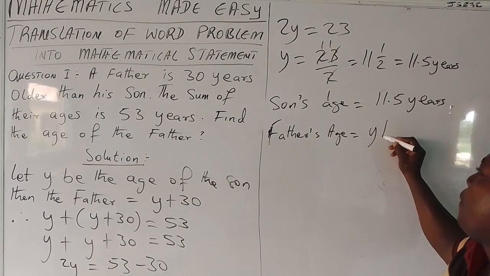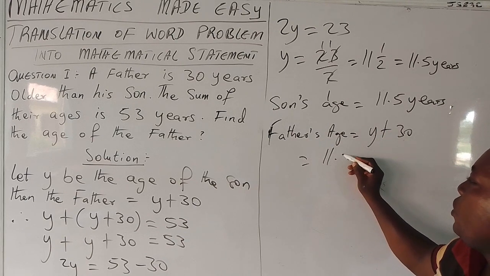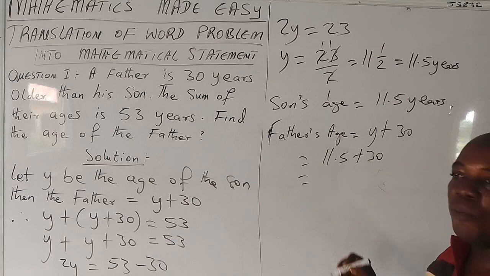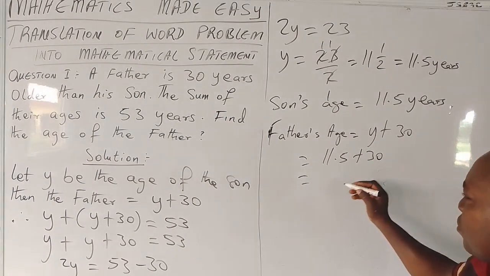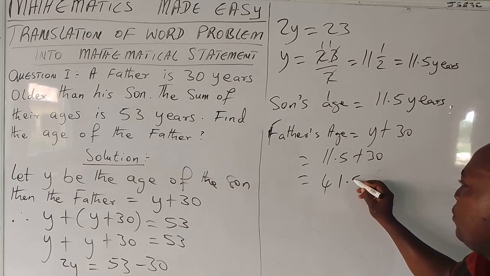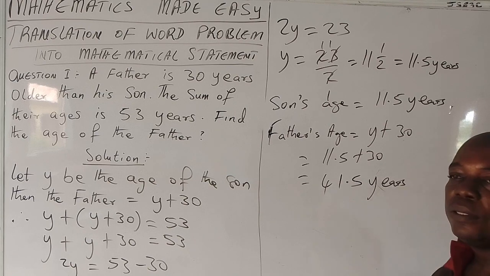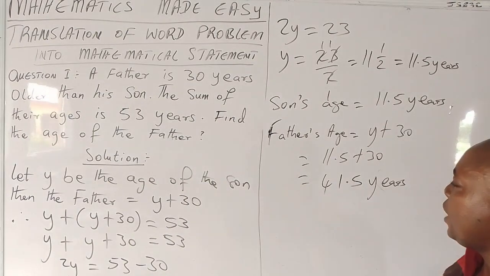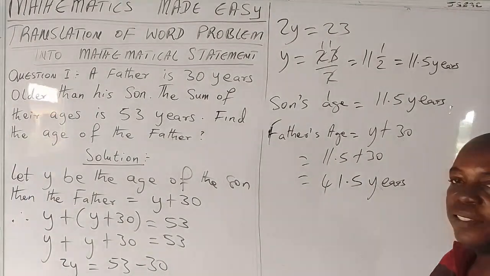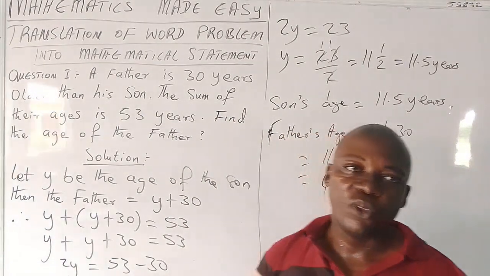which means the father's age is y plus 30, which is equal to 11.5 plus 30. 11.5 plus 30 will give us 41.5 years. The age of the father is 41.5 years.